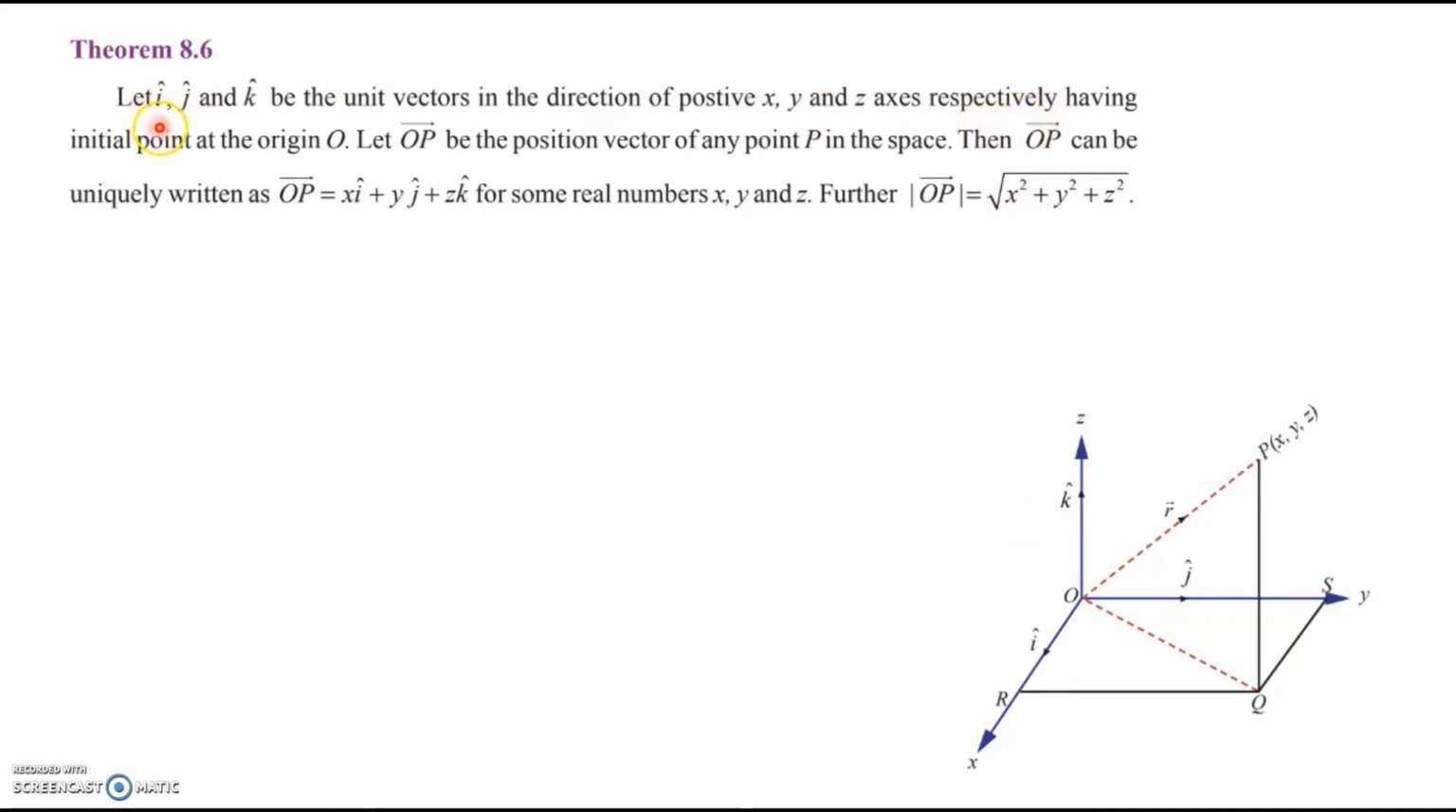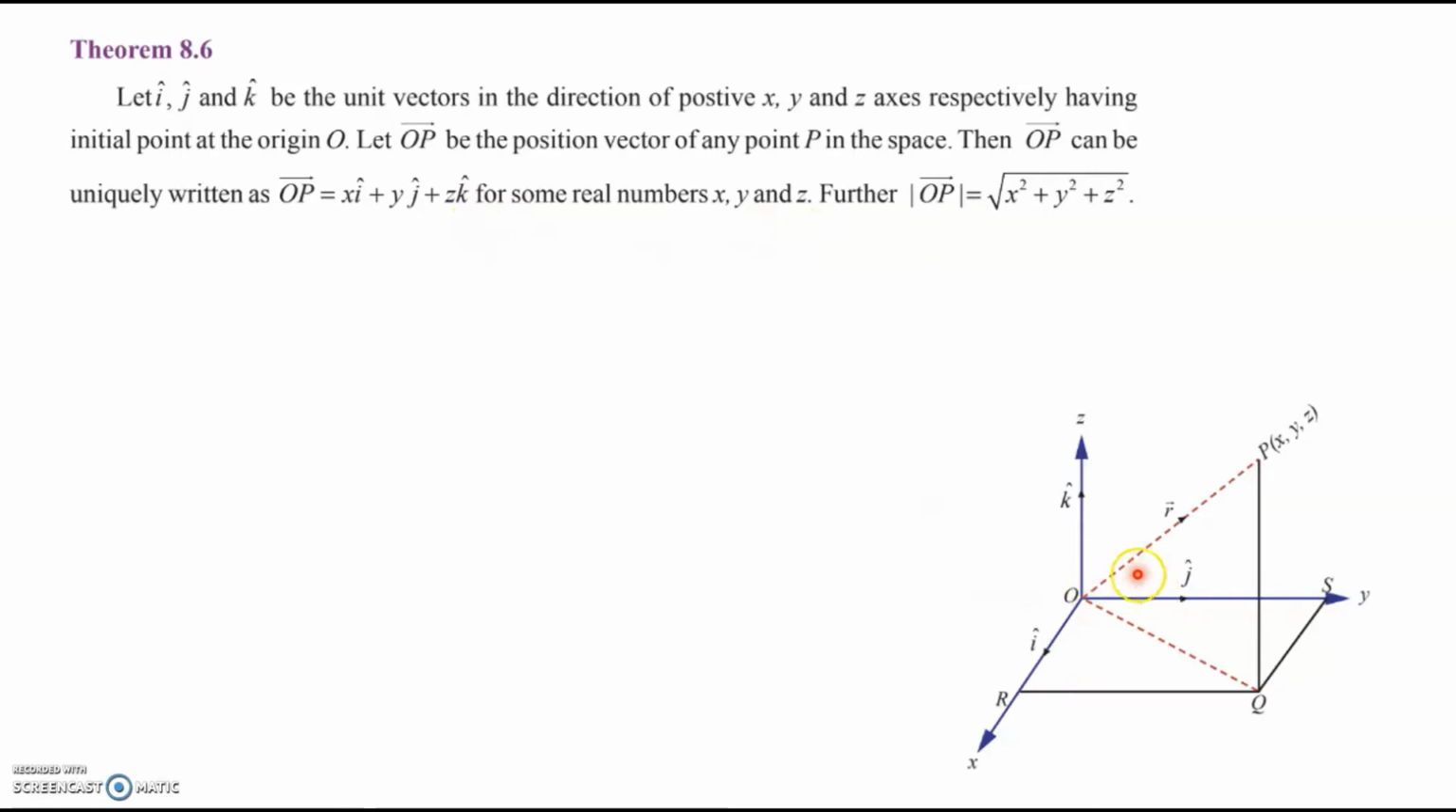And we know that unit vectors are represented by the symbol cap, and they have their initial point at the origin O. So they all have the origin at O. Let OP vector be the position vector of any point P in the space. So we have OP vector as a position vector in the space with P as the point. Then OP vector can be uniquely written as OP vector is equal to xi vector plus yj vector plus zk vector for some real numbers x, y and z.